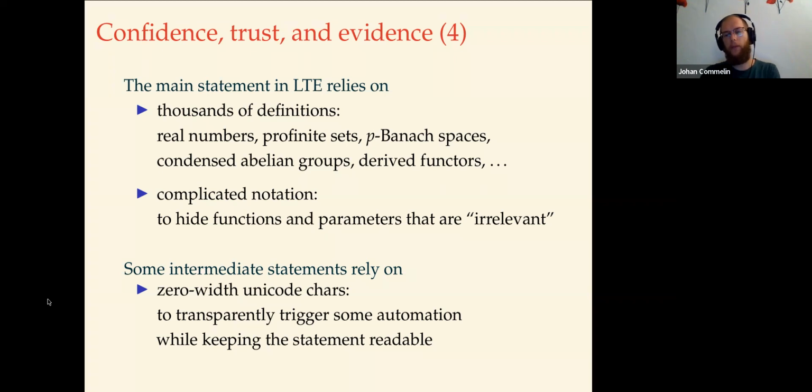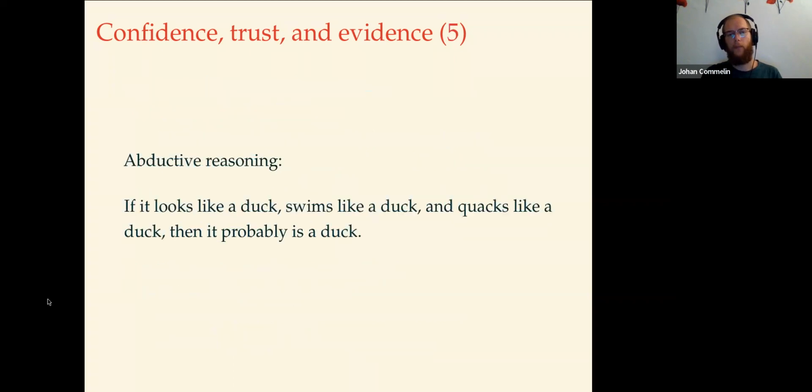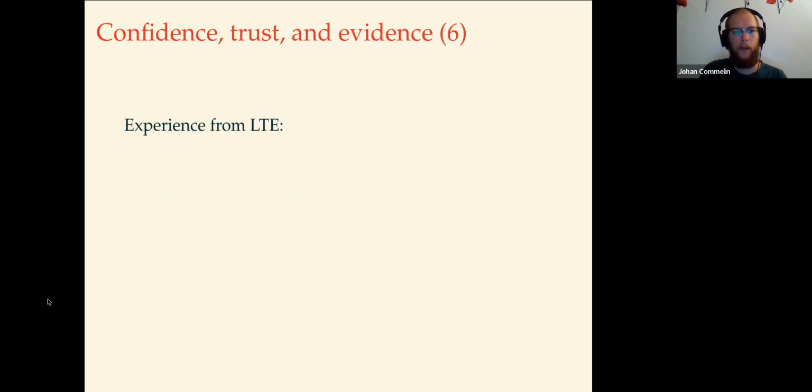And I think maybe the best way to approach this is using abductive reasoning, or more informally known as just apply the duck test. So if something looks like a duck, it swims like a duck and quacks like a duck, then it probably is a duck. And so the way we did this in the Liquid Tensor Experiment is that we created an examples folder with 5 files.